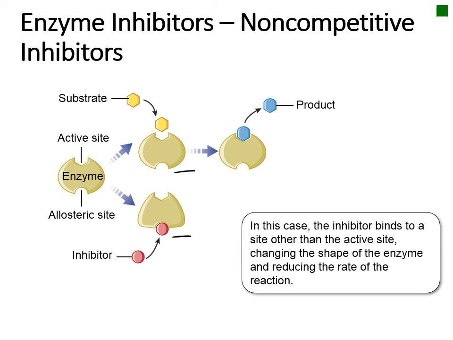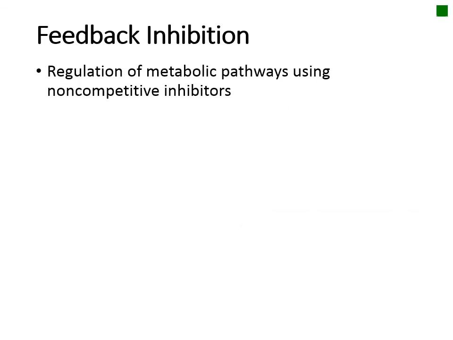Oftentimes, the substrate can still bind to the active site, but the change in shape now prevents the enzyme from catalyzing the chemical reaction, so no products are formed. Enzymes that are regulated with non-competitive inhibitors are called allosteric enzymes. Non-competitive inhibitors are most commonly used inside the cell in a process called negative feedback inhibition.